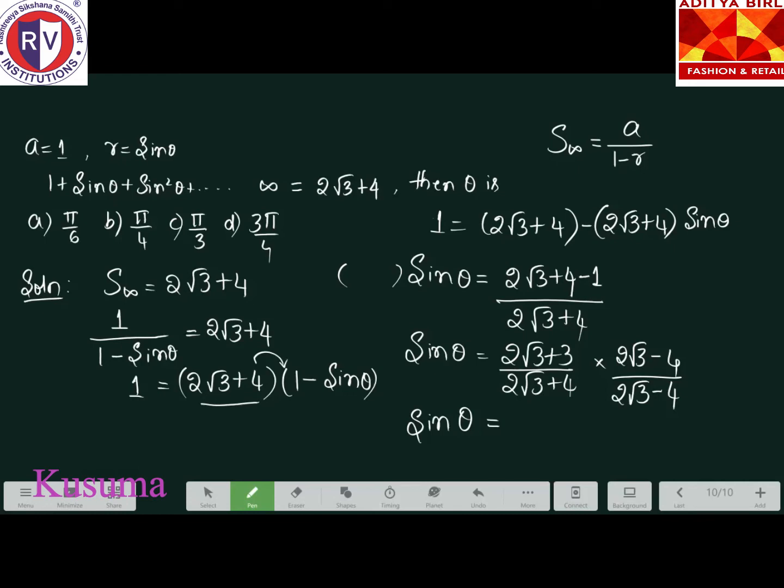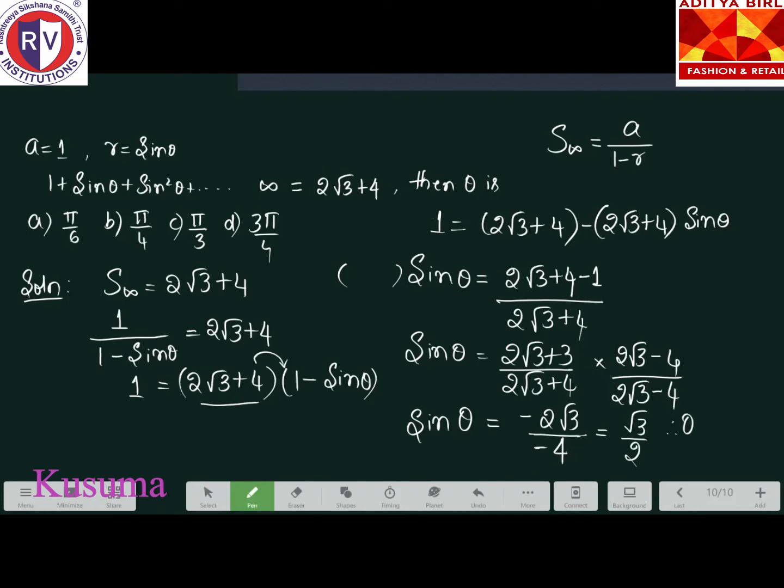Ma'am, 2 root 3 by minus 4. Only 2 root 3 in the numerator. Check. It should be minus 2 root 3. Yes, ma'am. Minus 2 root 3 divided by minus 4. So minus and minus get cancelled. 2 will get cancelled with 4 two times. So this will be root 3 by 2. So sine theta is equal to root 3 by 2.